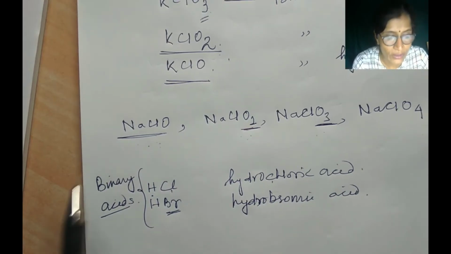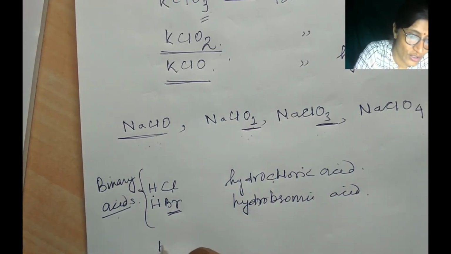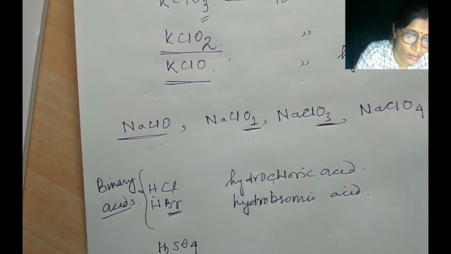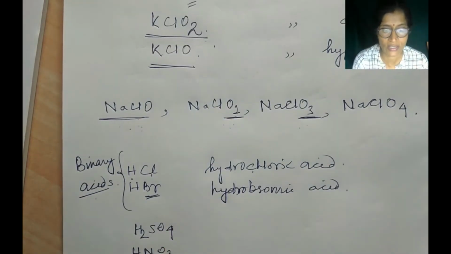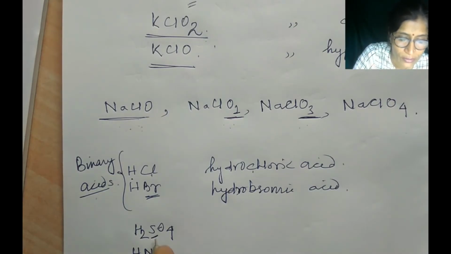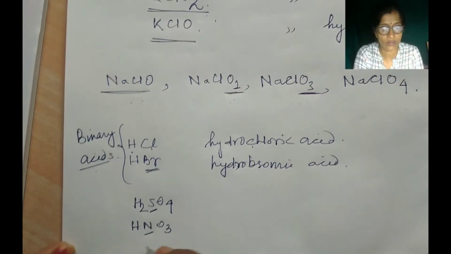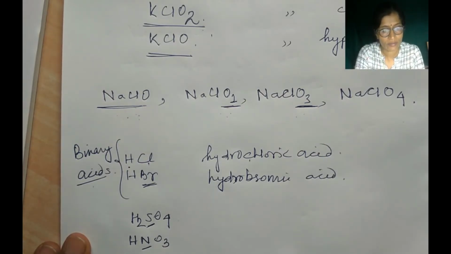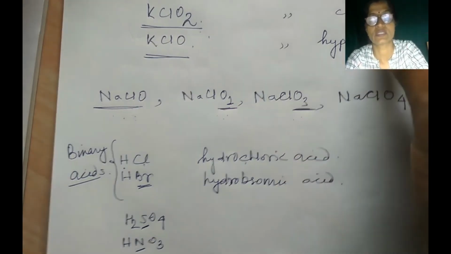Next, if it is not a binary acid but an oxy acid, where more than 2 elements are there, then H2SO4, then HNO3. How will I name it? The name of this acid is sulfuric acid. The name of this acid is nitric acid. Considering this element, sulfur is there, so it is sulfuric acid. And if I write here H2CO3, this is carbonic acid.